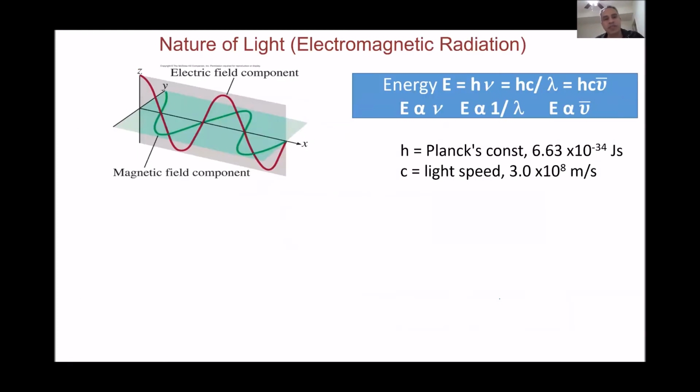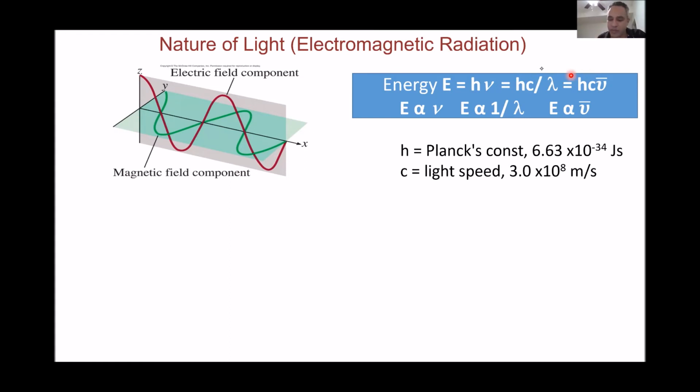So based on this idea, light is a wave. It's an electromagnetic radiation, a wave in both the electric field and the magnetic field around us, with an energy that is directly proportional to frequency, inversely proportional to wavelength, and directly proportional to wave number.